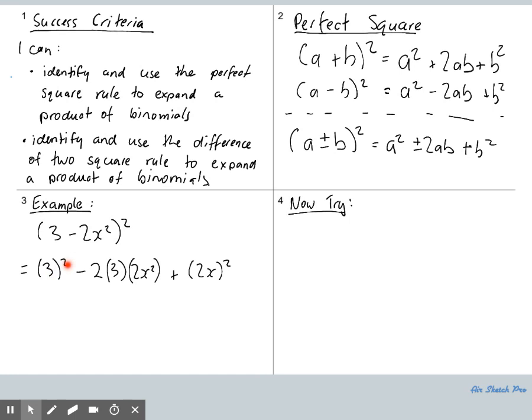Here's my first term that I've squared. Here's my second term that I've squared. And I've got twice the first term times the second term.